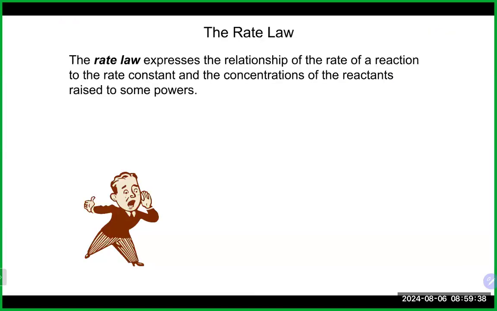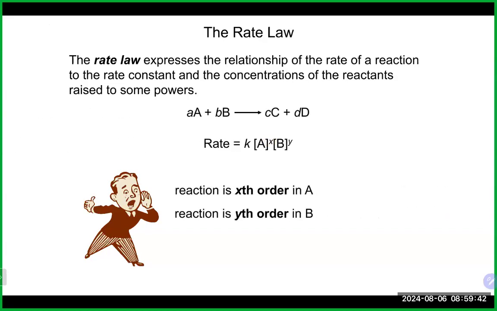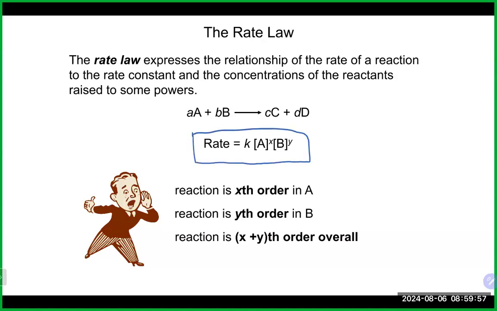So let's talk a little bit about the rate law, what it looks like and how we calculate it. The rate law, as I mentioned, is a relationship that's used a lot in kinetics. This is the rate law for the reaction above it. The rate is equal to k times the concentration of A to the x and B to the y. Once again, that is our rate, which is in molarity over seconds. That is our rate constant.